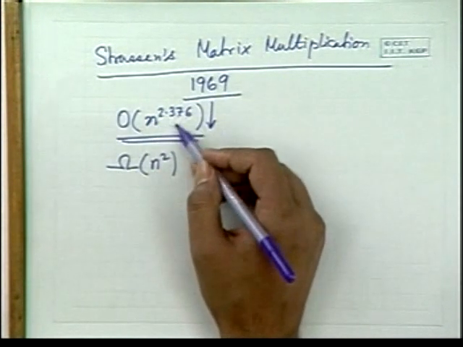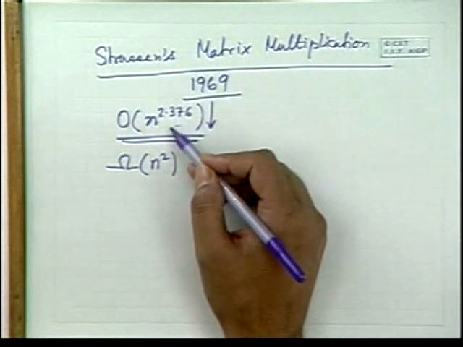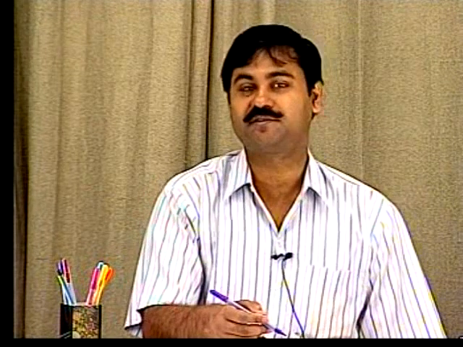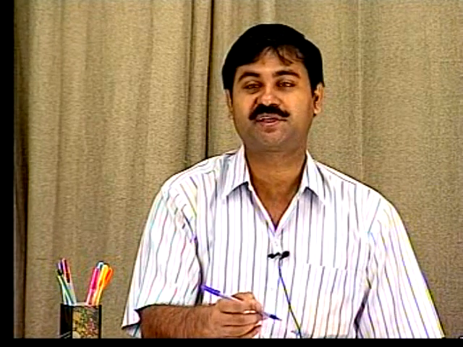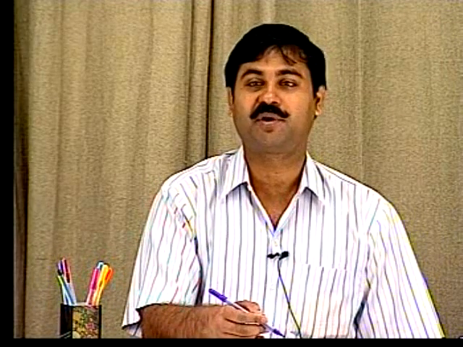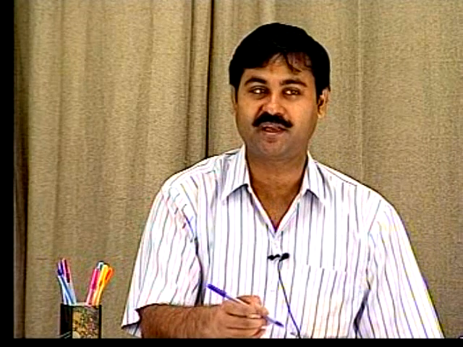And people go on decreasing this little by little. But the point is, nobody knows what the optimal value is. What should be the right complexity for matrix multiplication? Such a basic problem, and we don't know the optimal complexity, the right complexity. There still lies a gap till today.